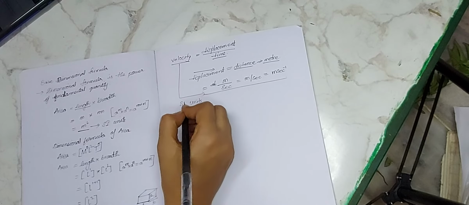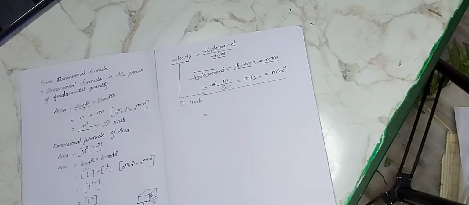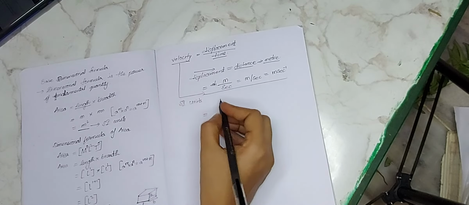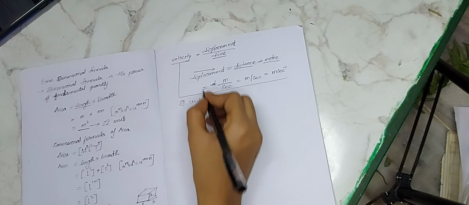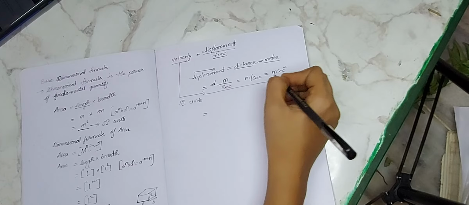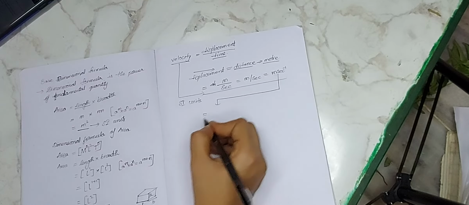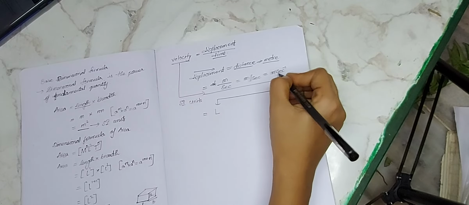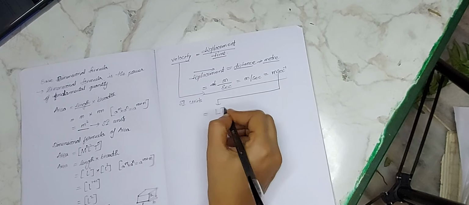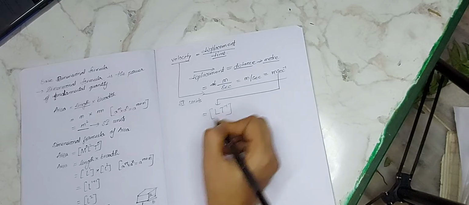These are SI units. So now let's come to how we can write the dimensional formula for this. I can write the dimensional formula directly by using these units. In terms of meter, I can write L, and in terms of second inverse, I can write T power minus 1. Finally, I got the dimensional formula.